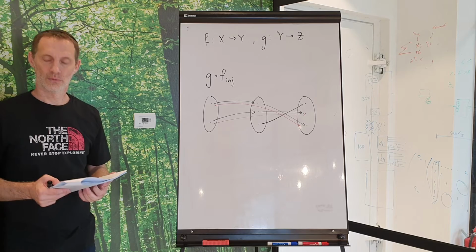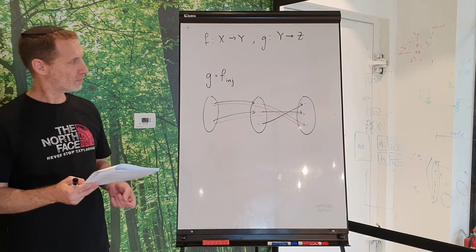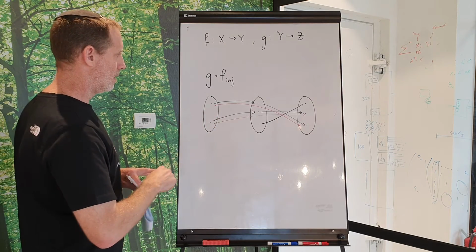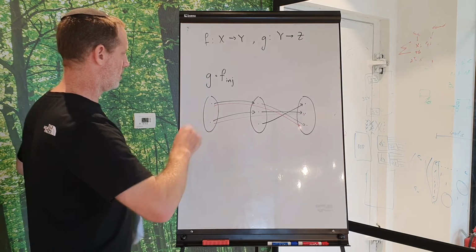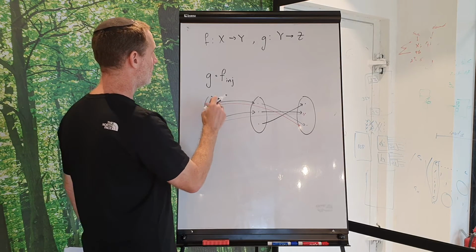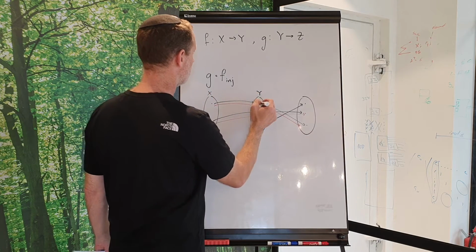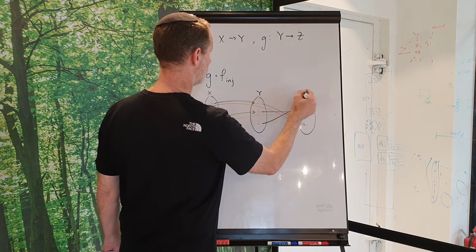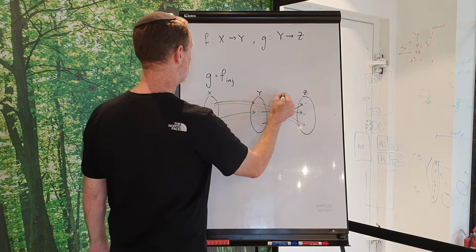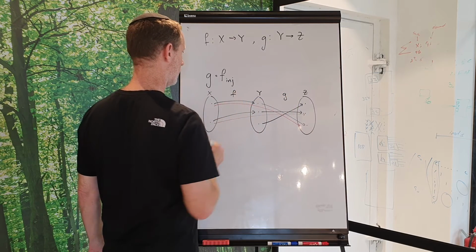Even to say both: if the composition is injective, does it always imply that? Let's just do it. It seems that they don't have to be injective. This is X, this is Y, and this is Z. And then this would be g, and this would be f.